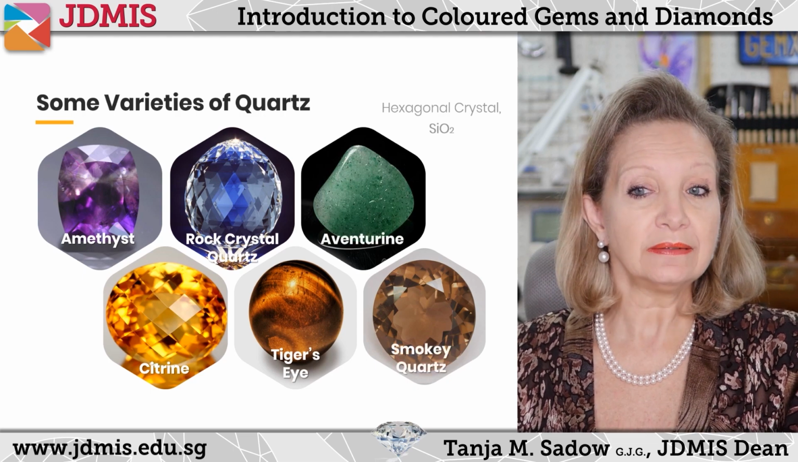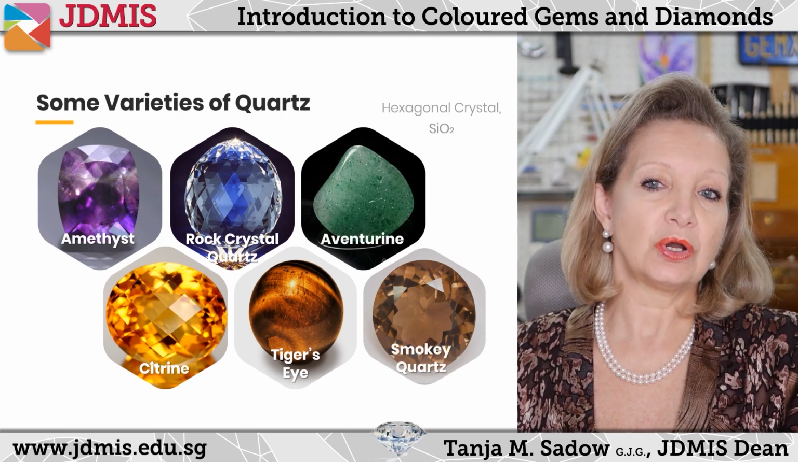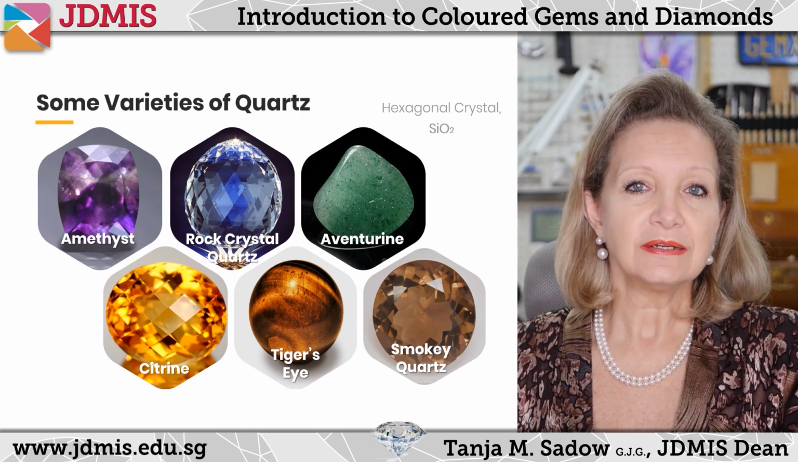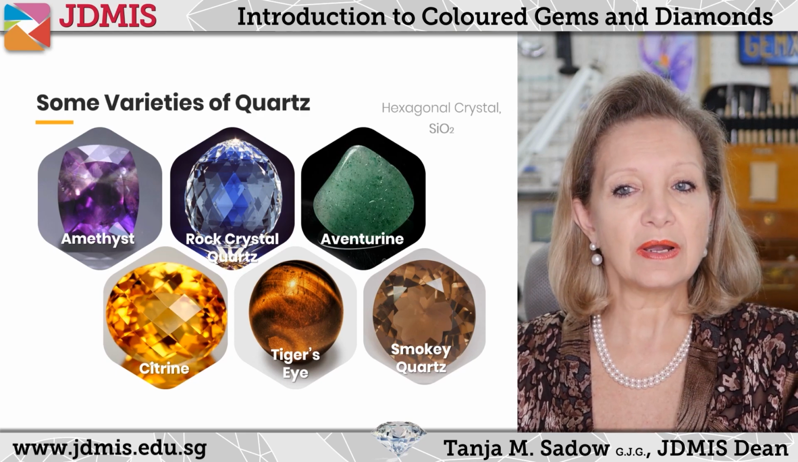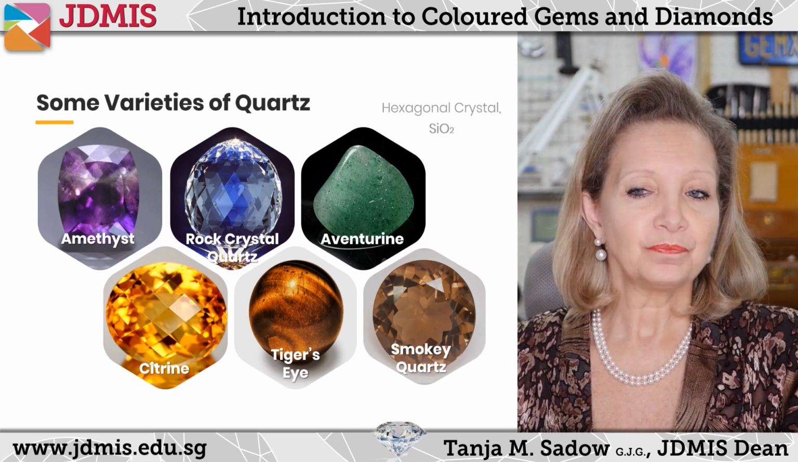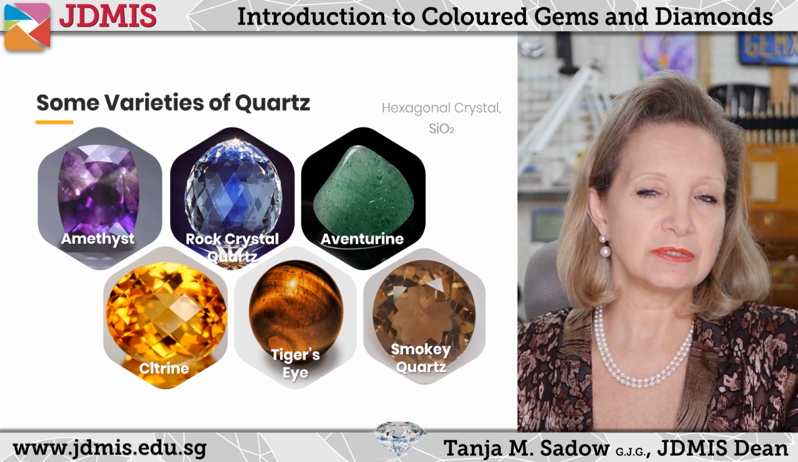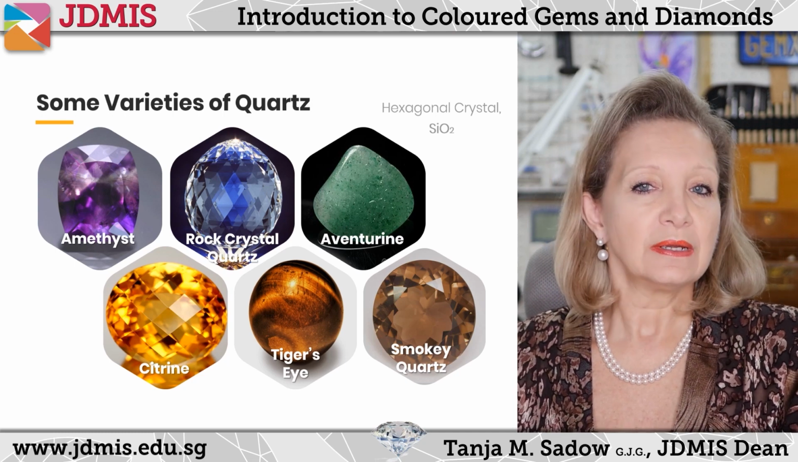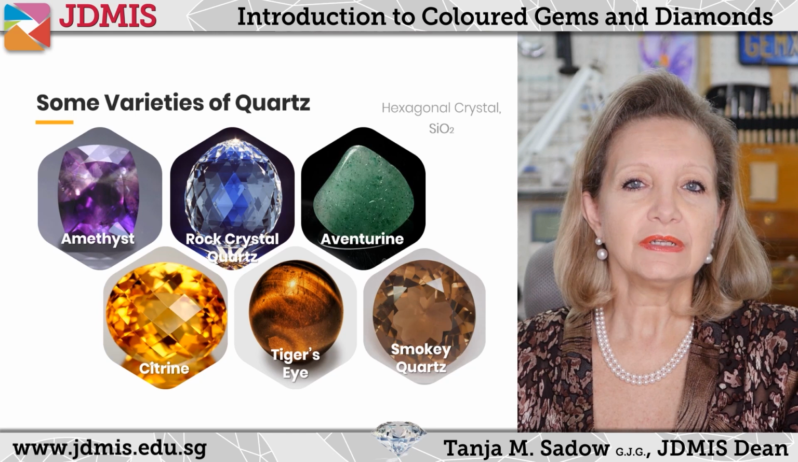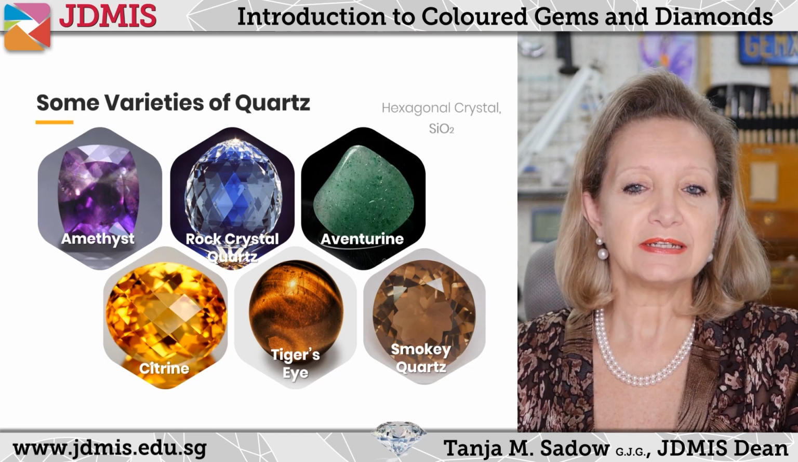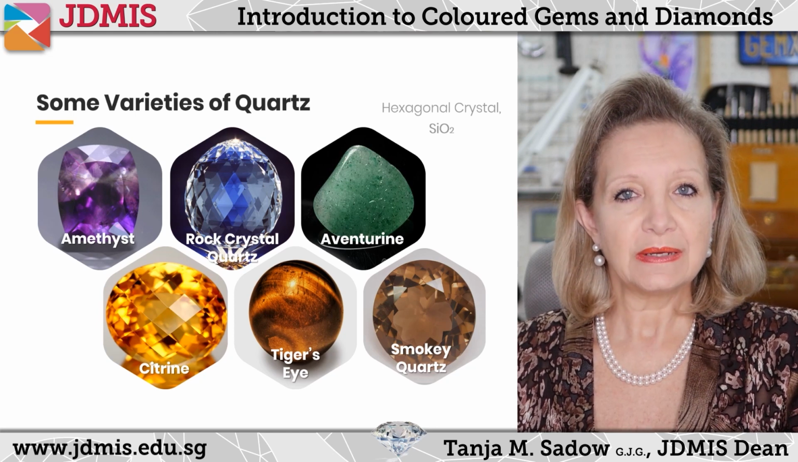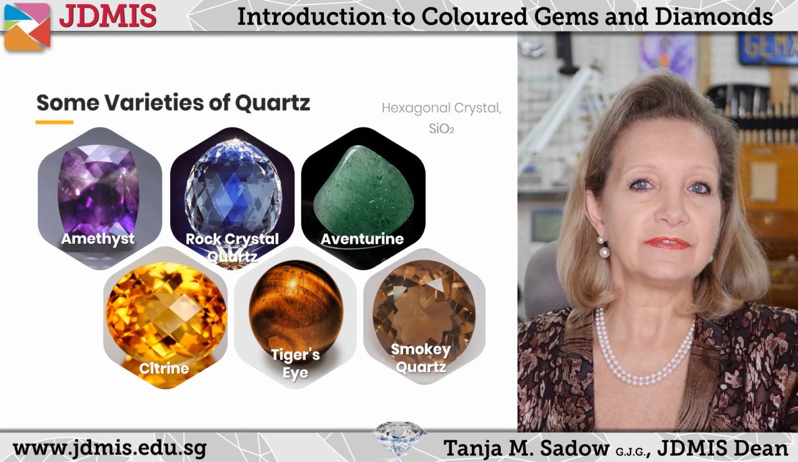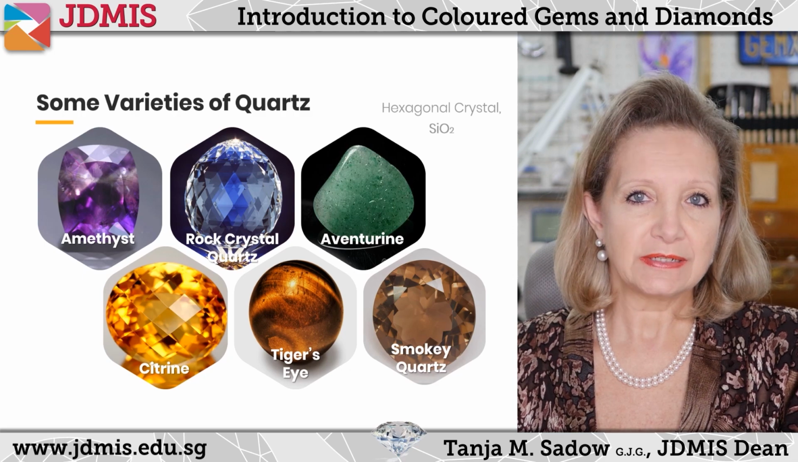Or what about citrine, which is typically a yellow to orange color? We've got rock crystal quartz, which is colorless. Tiger's eye quartz, which is also quite popular and very inexpensive. And then we've got aventurine quartz, which is always mistaken for jade, and smoky quartz, and many, many more. So with all these different varieties falling into the same species, when we test any of these stones, they usually have the same general properties.